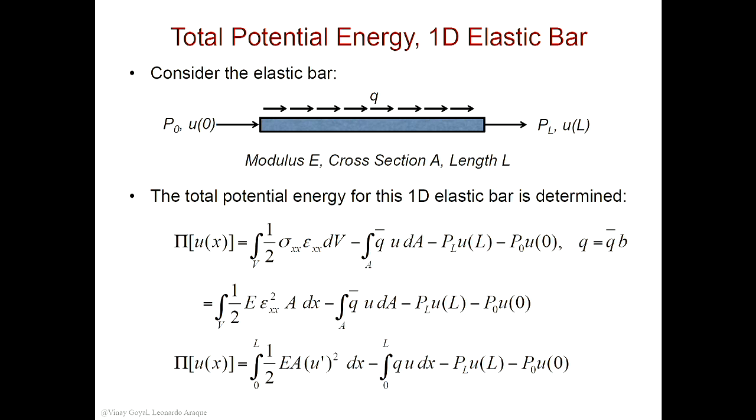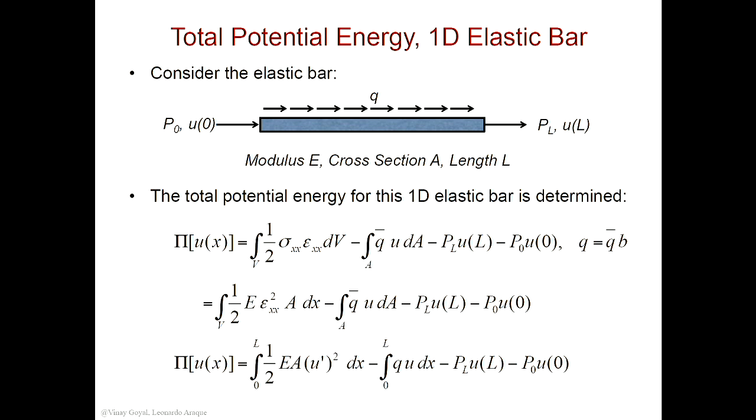So if I look at the total potential energy for this 1D elastic bar, I have 1/2 the stress along the axis of the bar times the strain along the axis of the bar. And then I have the load applied on the top surface. I have a traction force acting on the top surface, which I've put Q bar times U dA. Because the top surface has an area of the width times the length. And so this here represents the load, basically units of traction, which is PSI. It's a pressure quantity.